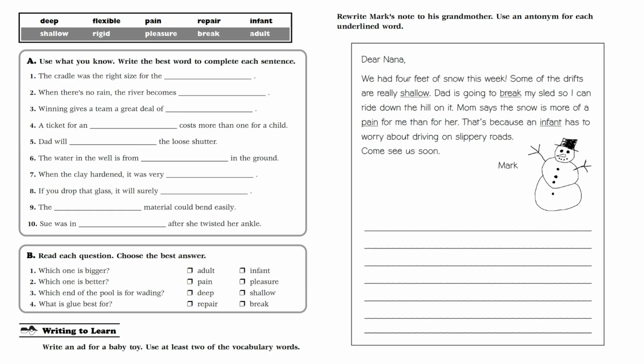First, read Mark's note to his grandmother and rewrite it by substituting an antonym for each underlined word. Next, for part A, read the sentences and fill in the blanks using the best vocabulary word. Finally, for part B, read the 4 questions and check the box next to the best answer. Please pause the video here. Complete these vocabulary exercises and unpause when you are ready to continue.